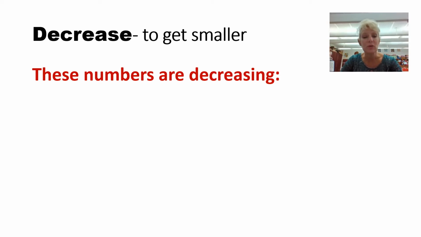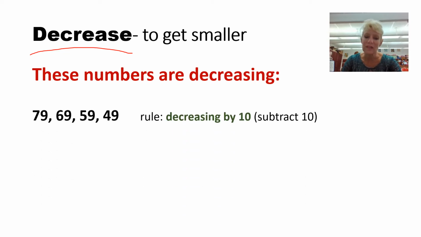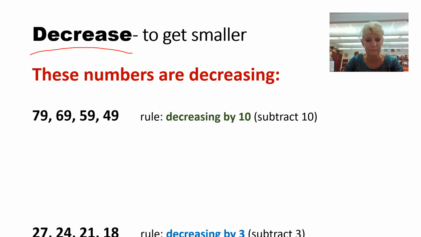All right, now we're going to try to decrease. If increase was getting larger, decrease is to get smaller. Here are some examples of numbers that are decreasing. We have 79, so we start high, 79, 69, 59, 49. It's kind of like they're dropping. And our rule is to subtract 10 because they're decreasing by 10.